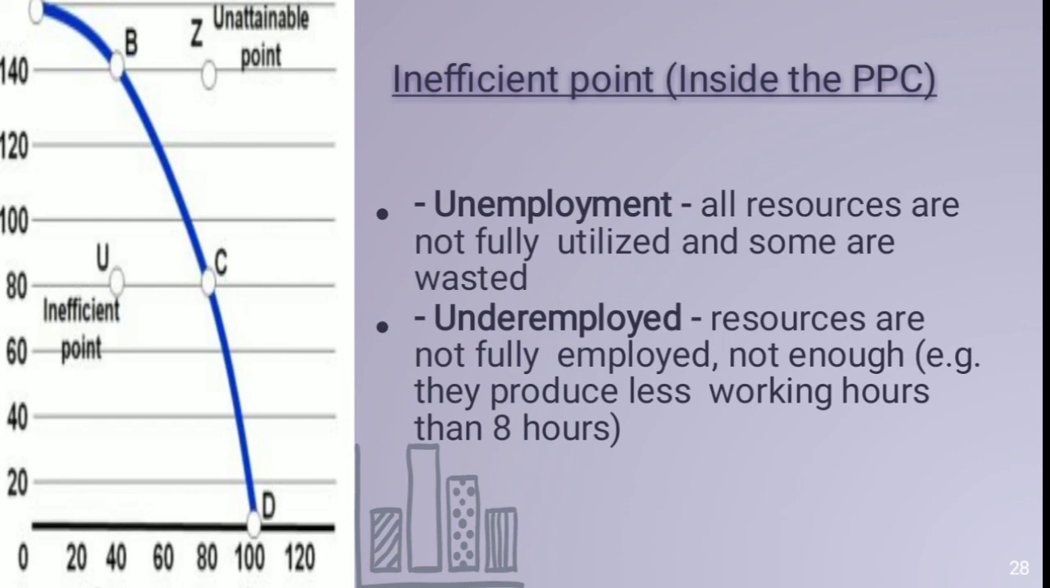Unemployment. When some resources are not being used for production, the economy does not reach the production possibilities curve, the curve that corresponds to full employment. In particular, unemployment results from any point inside the production possibility curve. Underemployed. Underemployed resources are not fully employed, not enough. They produce less working hours than 8 hours.